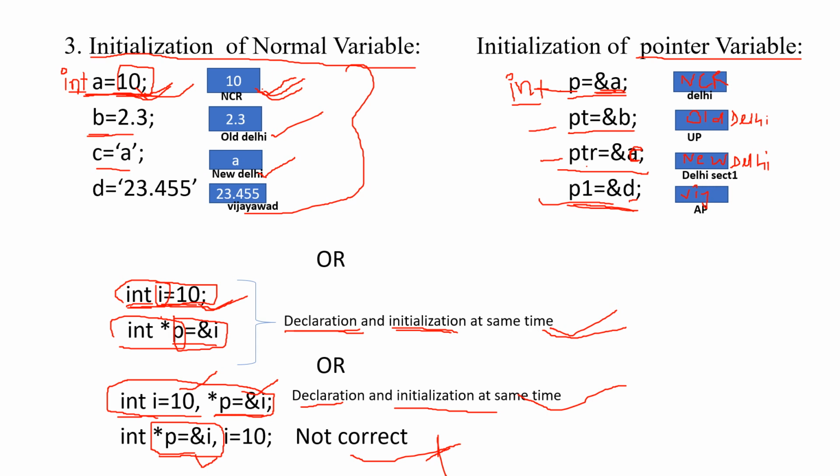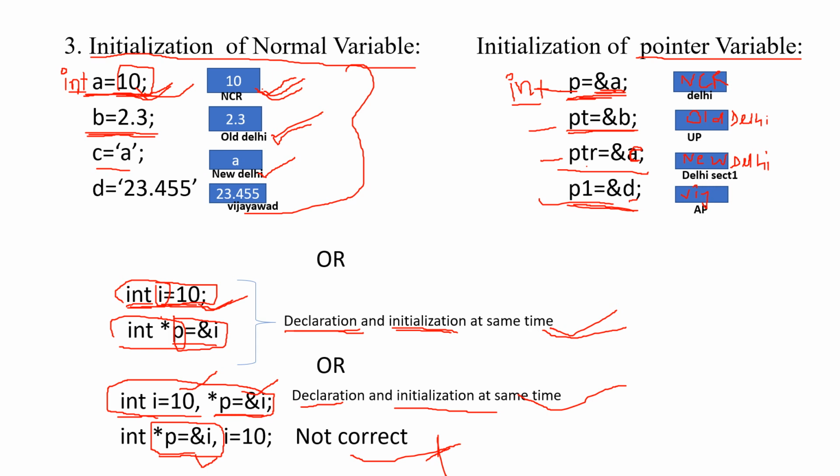If your variable is float, that float variable's address is only going to be stored in the float pointer. The float variable's address is always stored by a float pointer only. If you want to store it in an integer pointer, it will give you an error. So do remember, whatever type of variable's address you want to store in the pointer, the pointer type is also the variable type.